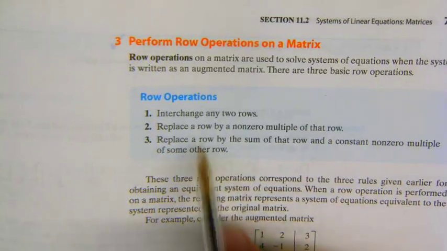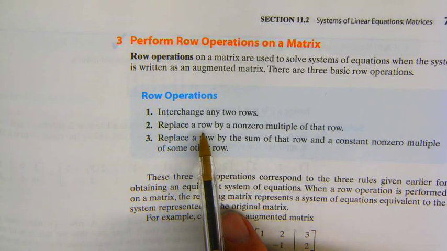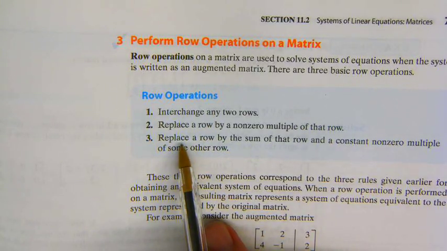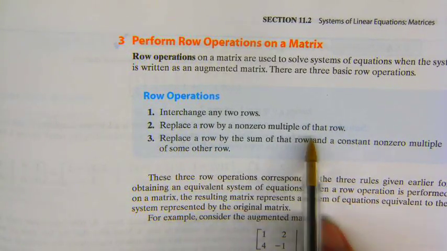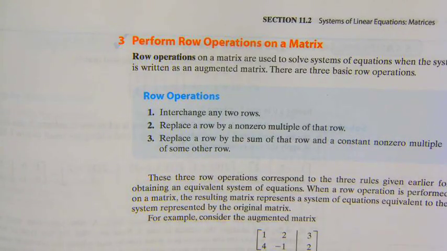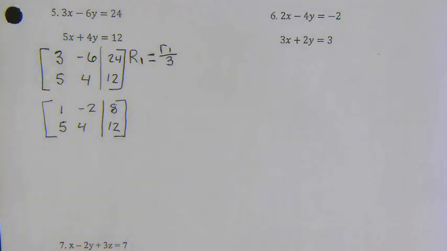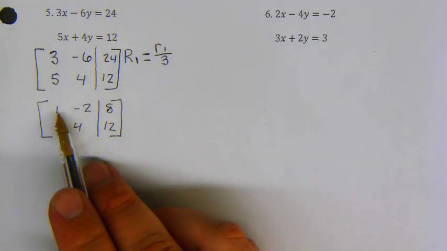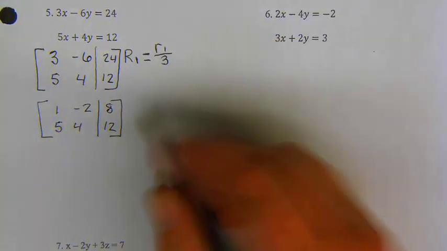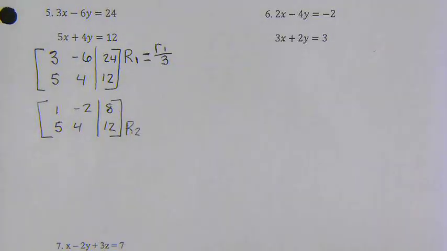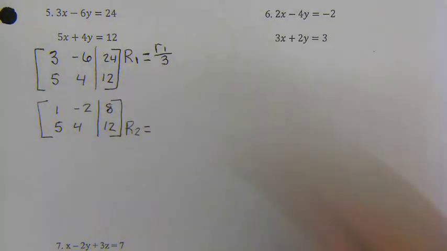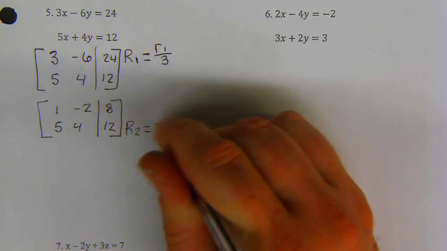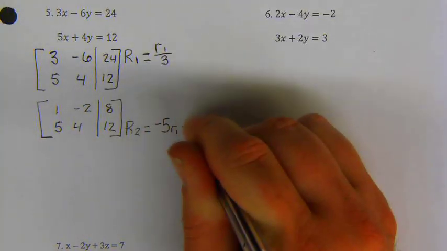Now I can't multiply by 0 to make that a 0. So I need to go to the third option, which says replace a row by the sum of that row and a constant non-zero multiple of some other row. This part won't be very difficult either, because if I want to make this a 0, I could multiply this by negative 5 and add it to 5. So I'm going to write that I'm changing row 2 by taking negative 5 times row 1 and adding it to row 2.